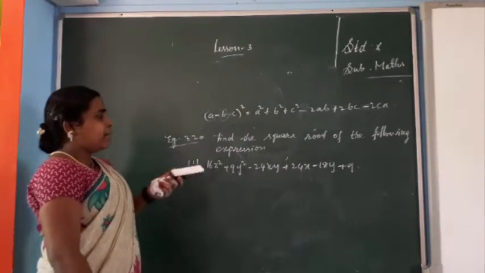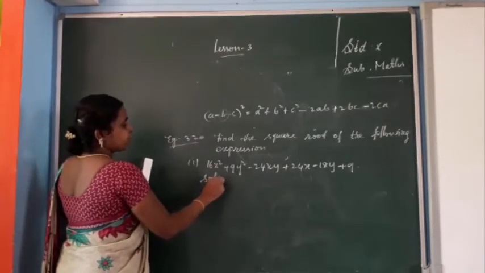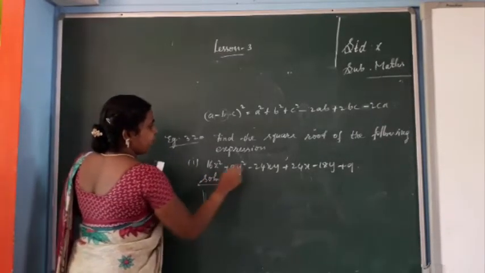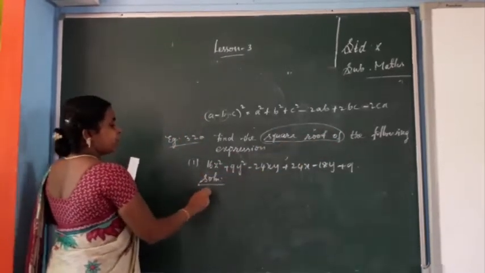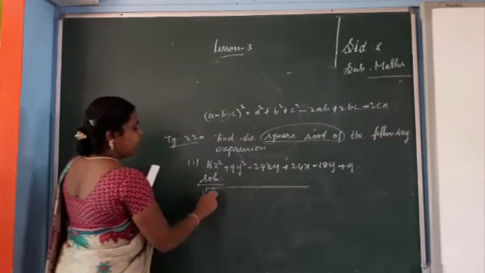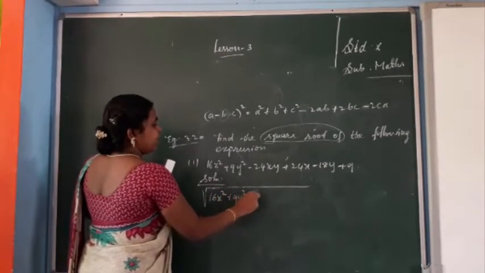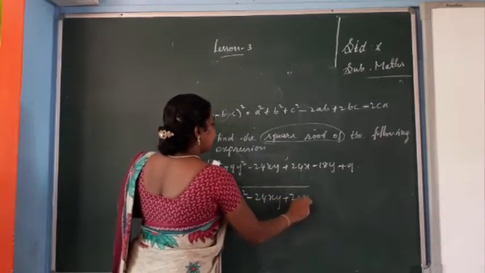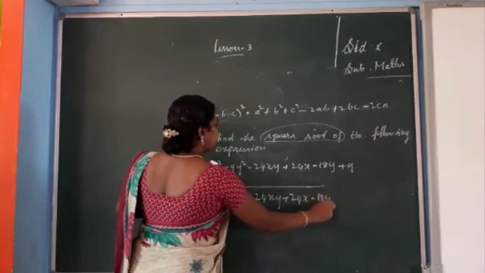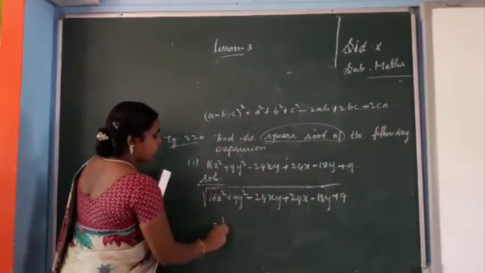It is easy only. So first I'm going to write the question within the square root. Find the square root of, the sentence they have given. So I am going to write in symbols: square root of 16x square plus 9y square minus 24xy plus 24x minus 18y plus 9, equal to square root of.